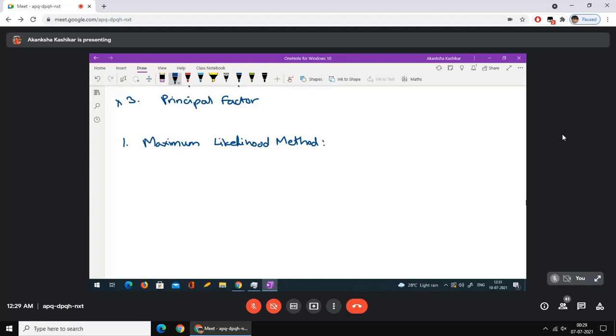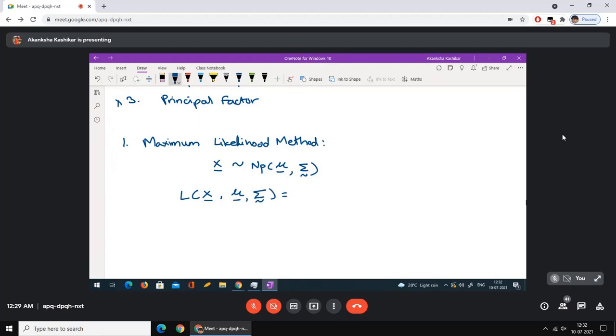So in the maximum likelihood method, what would I assume? I would first assume that my X vector, the observed vector, comes from a p-variate normal distribution with mean mu and variance-covariance matrix sigma. That is my first assumption. Now, because I know the distribution, I can write down the likelihood of this x, correct? And I can try to estimate mu and sigma from it.